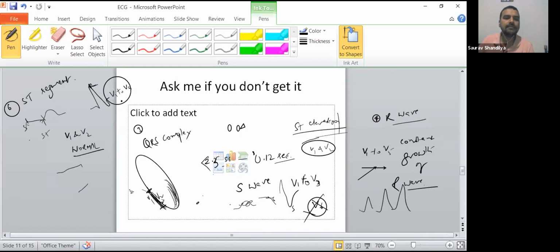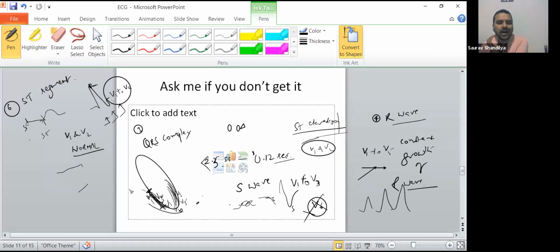V1 to V5, what happens? Size of R, it keeps increasing. Why? Just try to understand. V1, V2, V3, V4, V5, V6, right? So now you see why I told you that from V1 to V5 it keeps increasing? Just try to understand.